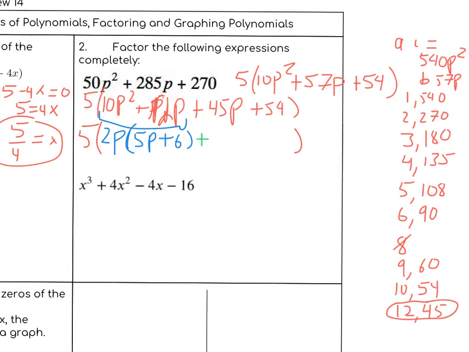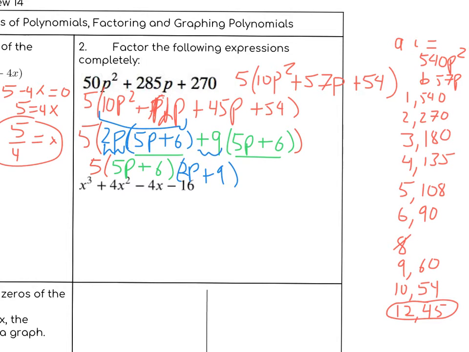And then for the next ones, I've got 45 and 54. Both those are divisible by 9. And when I do that, we get 5p plus 6. That leaves me with the 5 that's out front. 5p plus 6. And then we're going to have whatever my leftovers are, 2p plus 9. That's fully factored. For my next one, I already have 4 pieces.